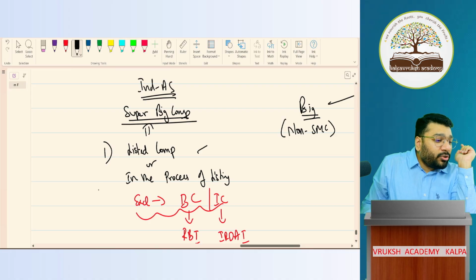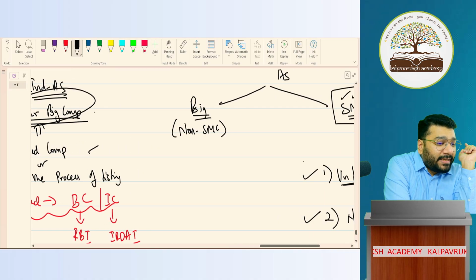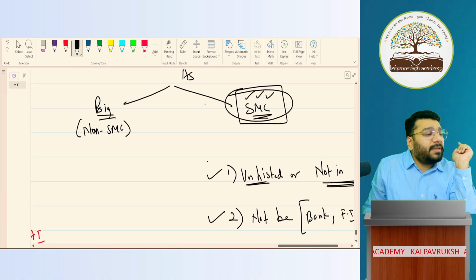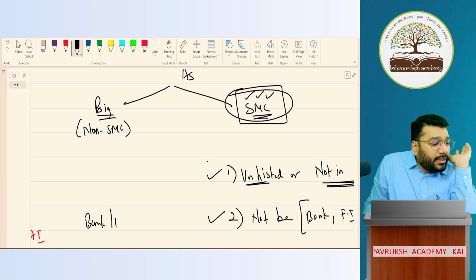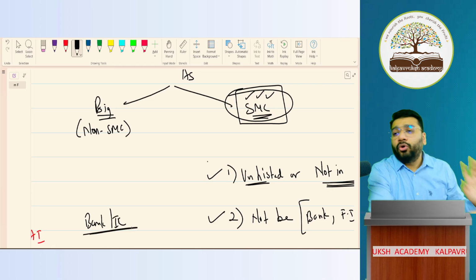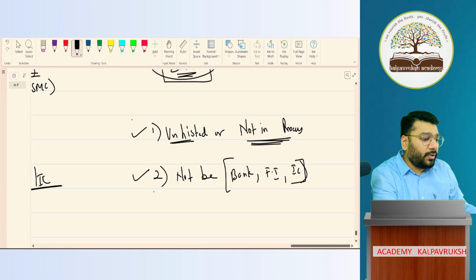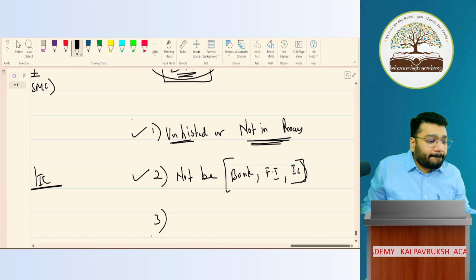So bank is excluded here also. Where will that company go? Automatically to the non-SMCs. So bank and insurance company will automatically go to non-SMCs. Okay. What is the third criteria?